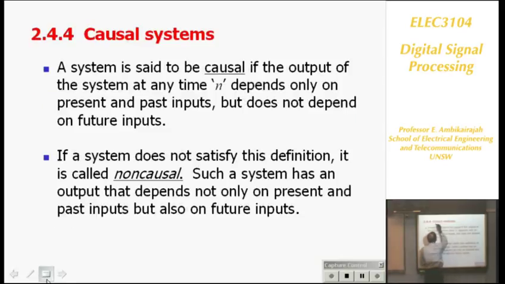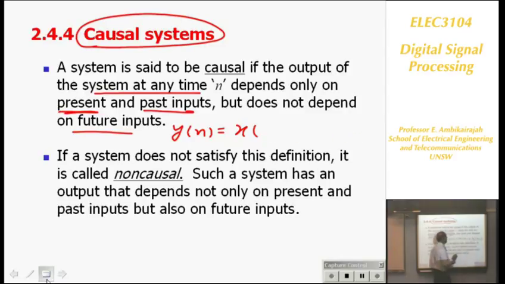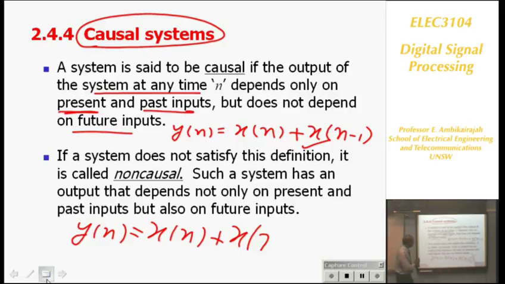Then the system we are going to learn is the causal system. What's causal? Causal means that a system is causal if the output of the system at any time depends only on the present and past input, but does not depend on future inputs. For example, if you write yn is equal to xn plus xn minus 1, that's a causal system, no problem, because it depends on the current and the past. But if you write another one, yn is equal to xn plus xn plus 1, then it depends on the future input. That's not a causal system. This is current, this is past. That's causal.